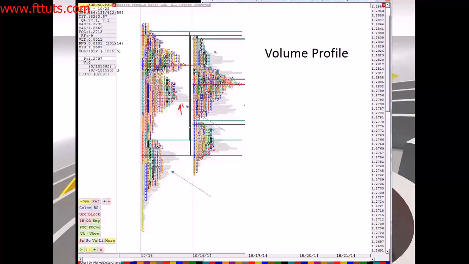So here, if we take a look up here on this profile, notice this is a very important node. A lot of volume was traded here, yet very little activity. So obviously, since this ended up pushing the close down here, this was some heavy selling.